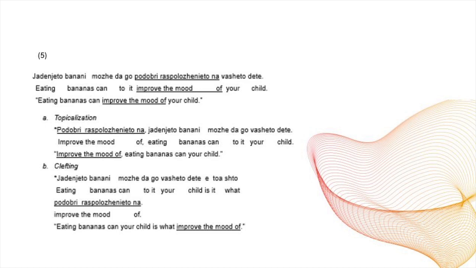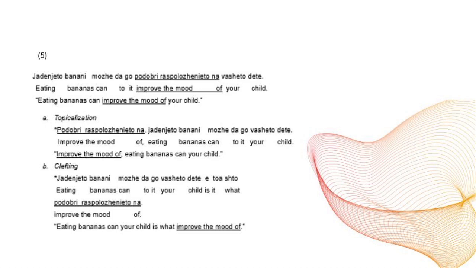First, we have topicalization. Подобри расположението на јадењето банани може да го вашето дете, which translates into improve the mood of eating bananas can your child. And then we have another example of clefting. Јадењето банани може да го вашето дете е тоа што подобри расположението на, which translates into eating bananas can your child is what improve the mood of.